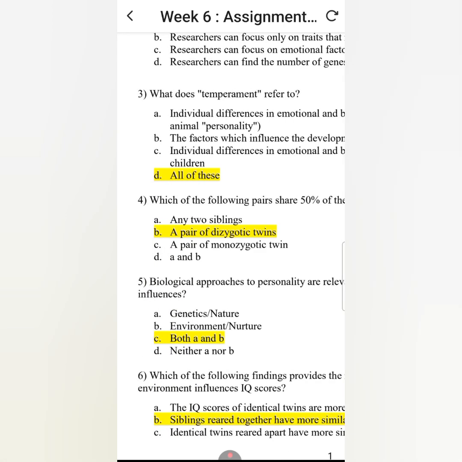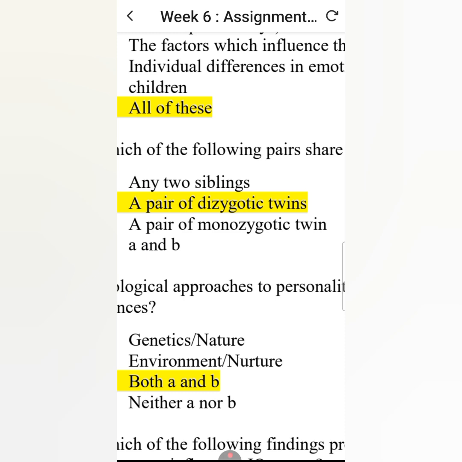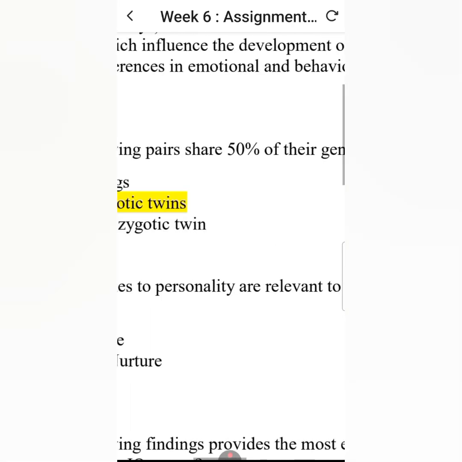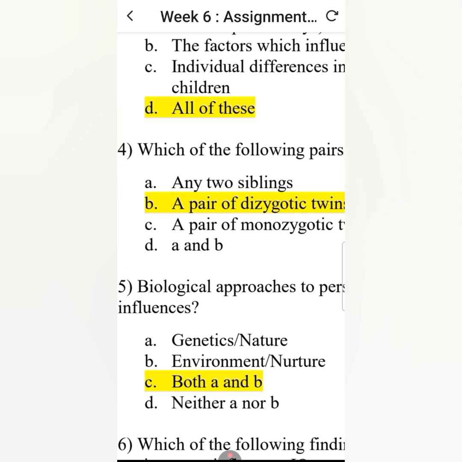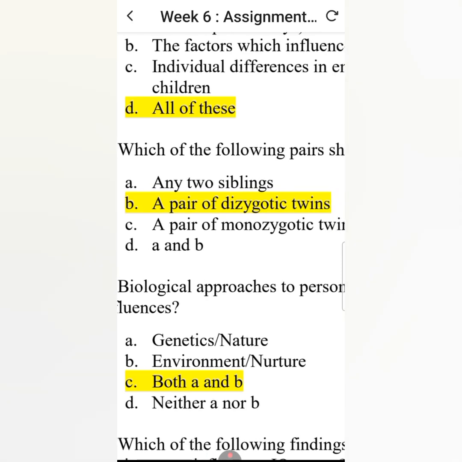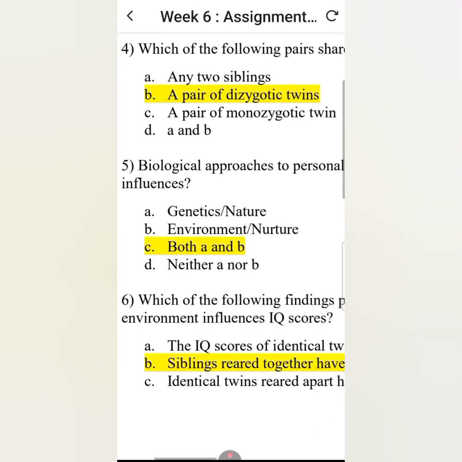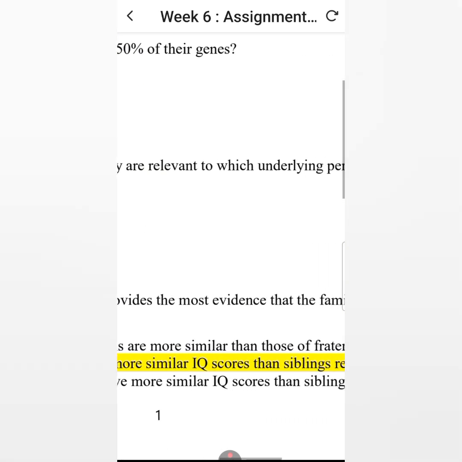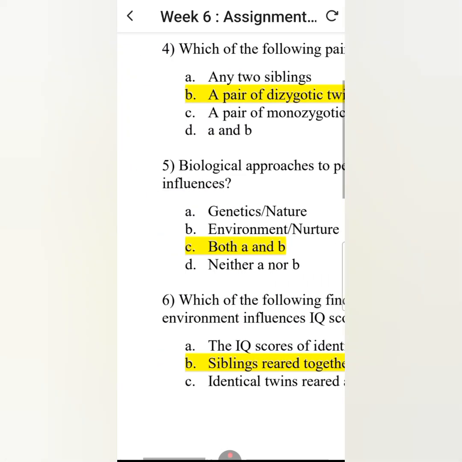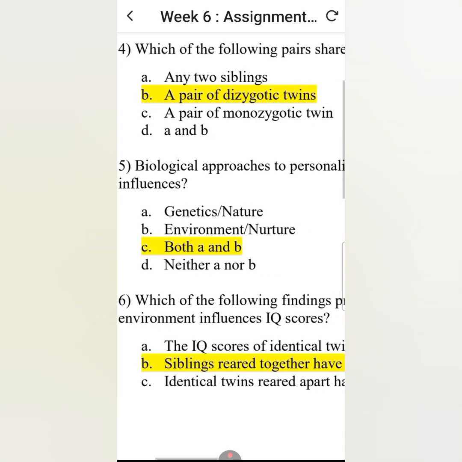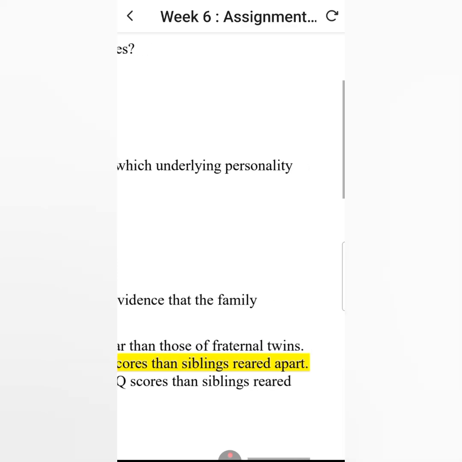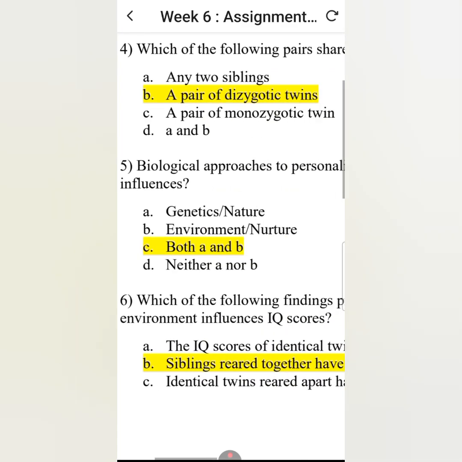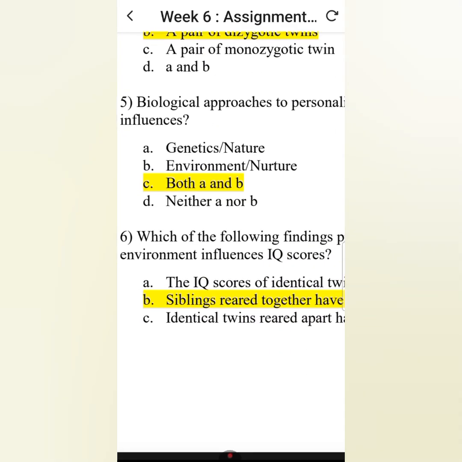Which of the following pairs share 50% of their genes? A pair of dizygotic twins. Dizygotic twins share 50% of their genes, whereas identical twins will be more or less the same. Then, biological approaches to personality are relevant to which underlying personality influences? Genetic nature and environmental nature.